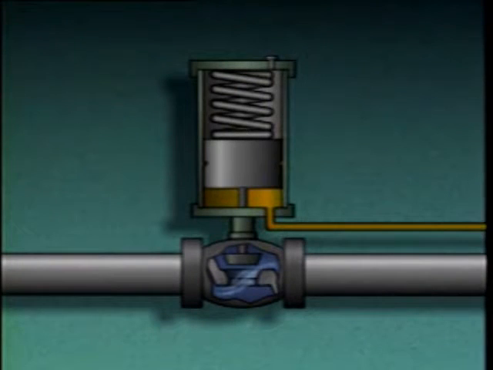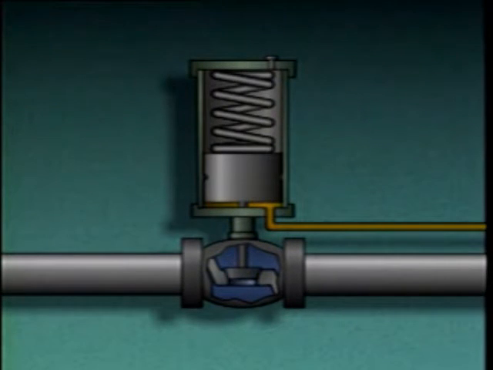This hydraulic actuator consists of a cylinder, a fluid port at the base of the cylinder, a vent, a spring, a piston, and a piston rod, which is connected to the valve disc. In this example, when there's no fluid pressure against the piston, the spring keeps the piston at its lowest position in the cylinder, and the valve is closed.